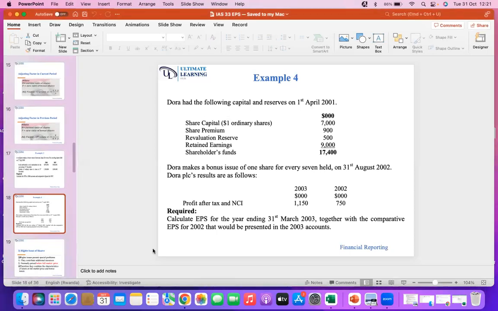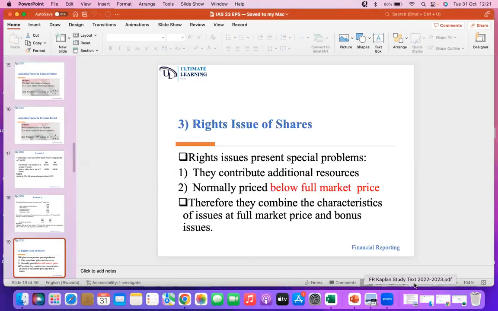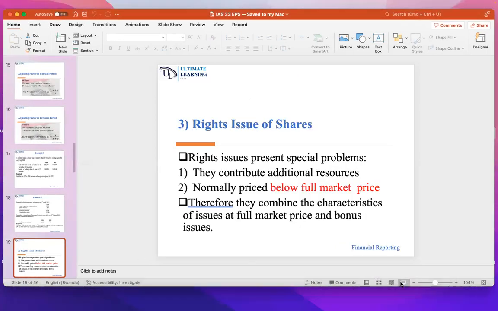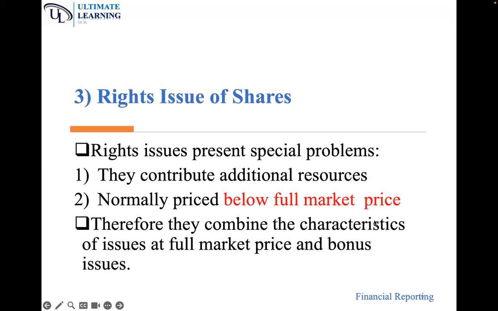Finally, we want to go to rights issue of shares as a factor that affects basic EPS. So what is a rights issue of shares? A rights issue of shares is issue of new shares to the current shareholders in proportion to their current shares at a price below the market price, but above the nominal price.